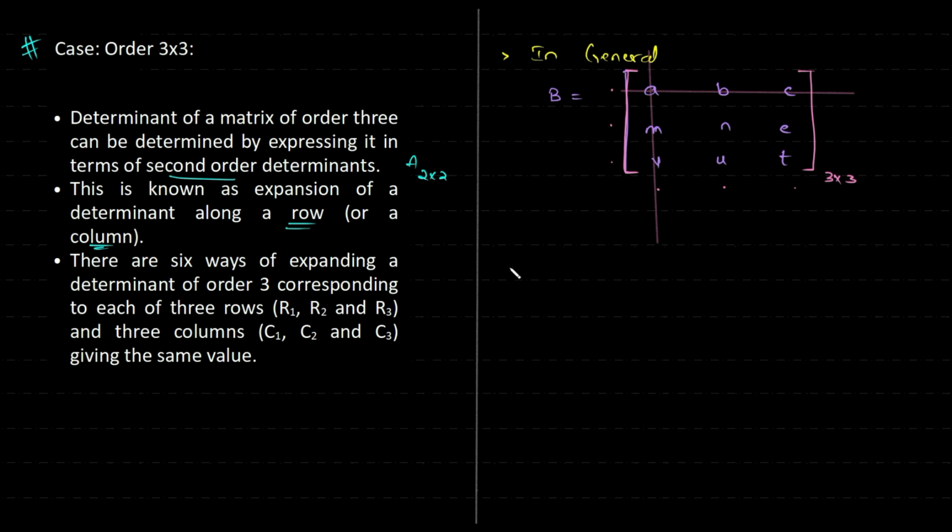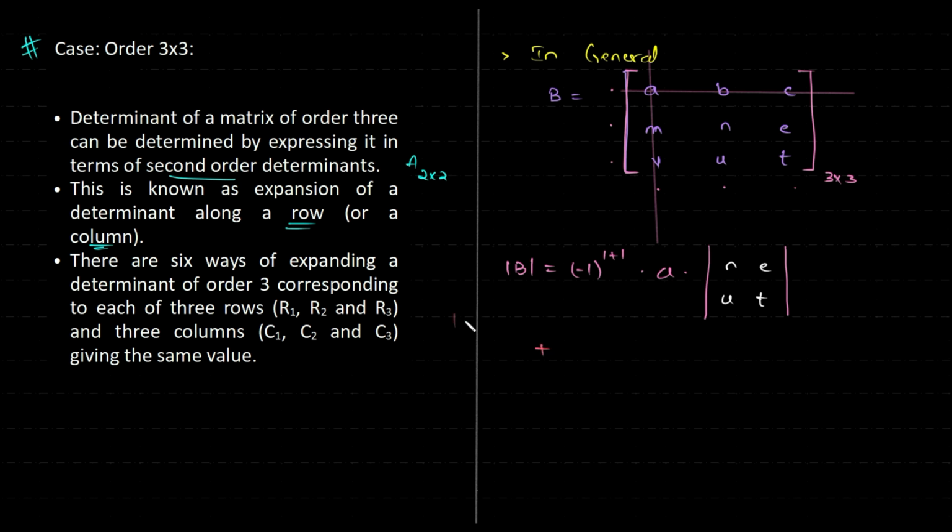So we'll start off with the determinant of B is equal to minus 1 to the power of 1 plus 1. How did it come? I'll explain. Into A itself, into the determinant of the elements which are not part of its row and column. So in this case, basically it would be N, E, U and T. Right? So that's your first element. Okay, that's your first part of the answer.